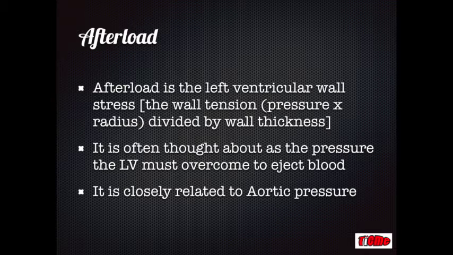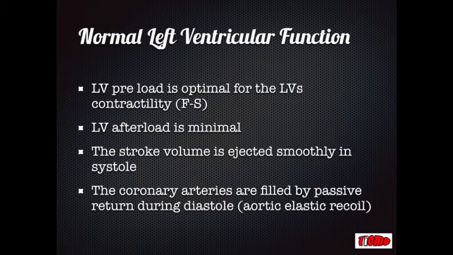It is often thought about as the pressure that the left ventricle must overcome to eject blood. It is closely related to aortic pressure and mean arterial pressure, but not exactly the same. Remember that the stroke volume is then ejected smoothly during systole, and the coronary arteries are filled during diastole. And what actually happens is there is some elastic recoil from the aorta and major vessels, and a reflected mild pressure wave comes back down the aorta, hits the closed aortic valve at this point, and then passively fills the coronary arteries to supply the myocardium with oxygen.